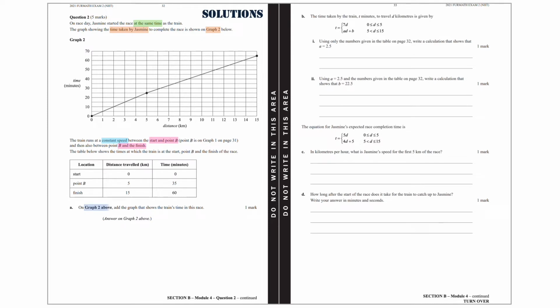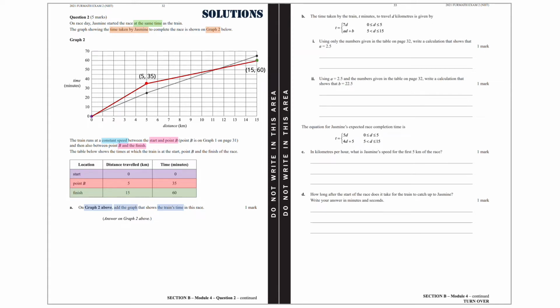Part A. On graph 2 above, add the graph that shows the train's time in this race. The coordinates of the point at the start are distance 0 and time 0. So the first point is at the origin. At point B, the coordinates are distance traveled 5 and time 35. And at the finish, the coordinates are distance traveled 15 and time 60. And now we connect the points.